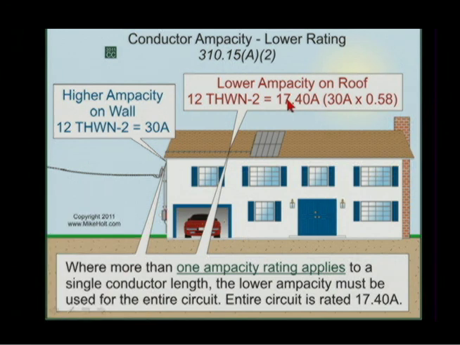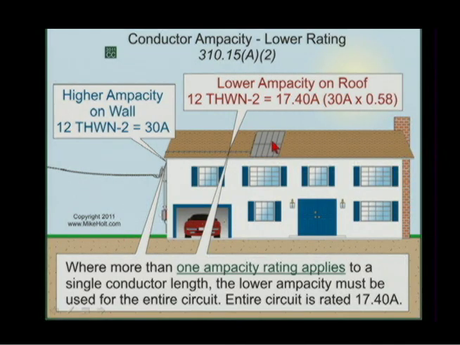I want to answer this question assuming it's not a photovoltaic system, because when it's photovoltaic systems, we have a whole different set of rules in Article 690, which we are going to cover on this DVD. Let's just say this wasn't supplying any kind of array on the roof, but we simply have a 12-gauge wire on the roof, and with the ambient temperature multipliers, we have a 17.4 amp wire. The rule is this, 240.4 tells us this.